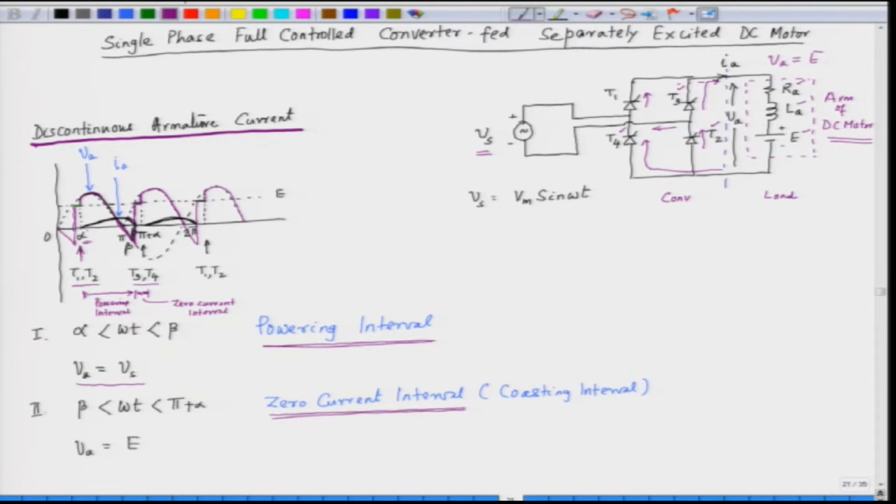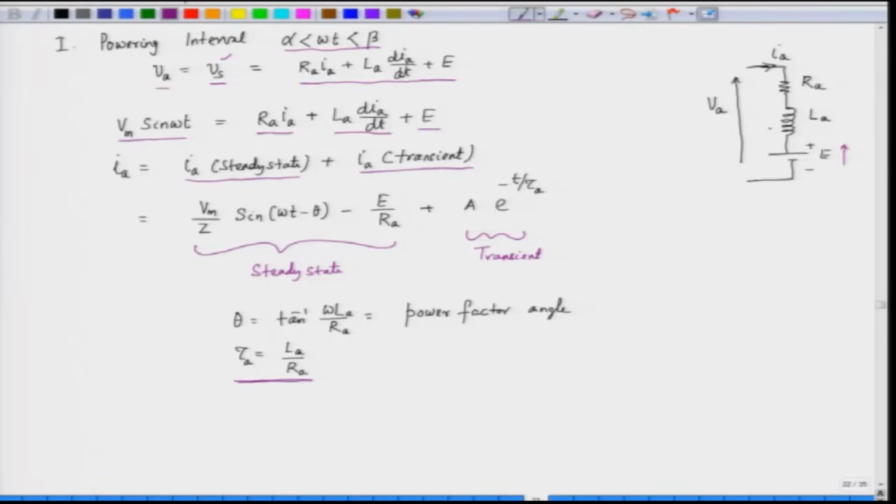But when we trigger the SCRs, the current has to start from 0 to satisfy the boundary condition, that is a transient component. So, we have to calculate what this constant A is. Now, in this equation, at omega t equal to alpha, the current IA has to be equal to 0. So, let us call this equation number 1, and we substitute this in equation number 1.